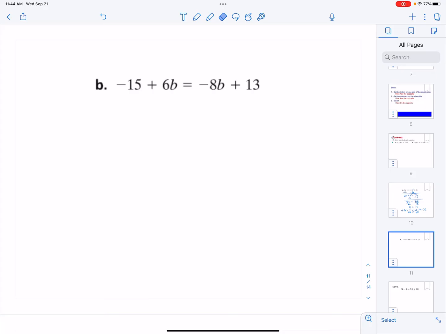So what I want you to do is I want you to pause the video and see if you can solve this one by yourself. Get the letters on one side, get the numbers on the other, and solve. Pause the video and solve for the variable.